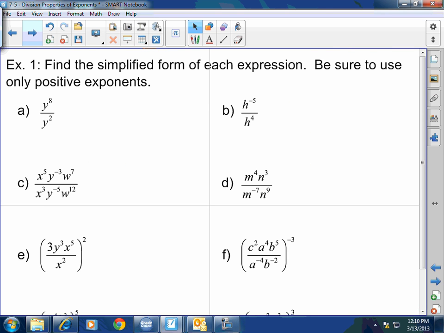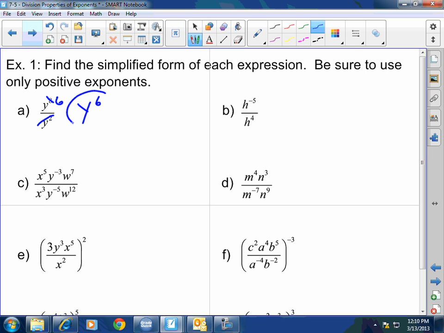Okay, I have y to the 8th divided by y squared. Make it easy. Get rid of the 2 in the denominator, 2 from the top, so I'm left with y to the 6 in the top, correct? Okay, what do I do for b here? I've got h to the negative 5th divided by h to the 4th. What's the first thing I told you to do? Yes, sir.